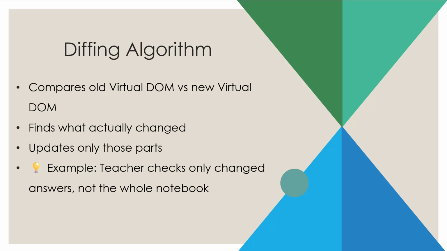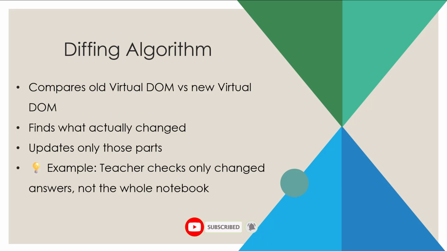So what does this diffing algorithm do? Now that we have the virtual DOM, React needs a smarter way to figure out what changed. That's what the diffing algorithm does. It compares the old virtual DOM with the new virtual DOM, and only the differences are identified. This is why React doesn't re-render the entire page, it renders just the part that changed.